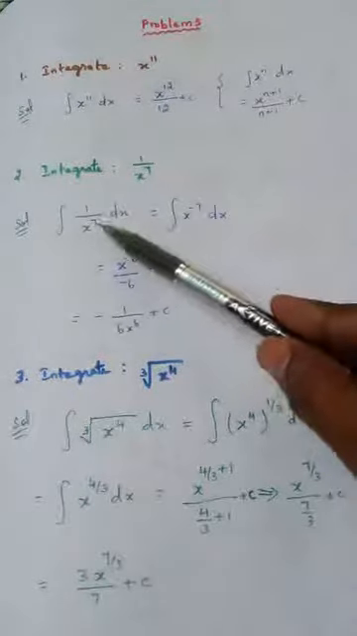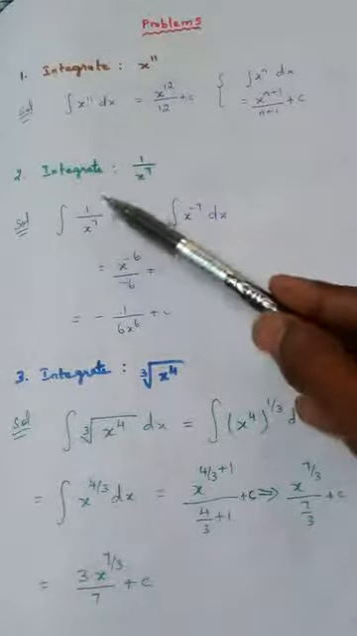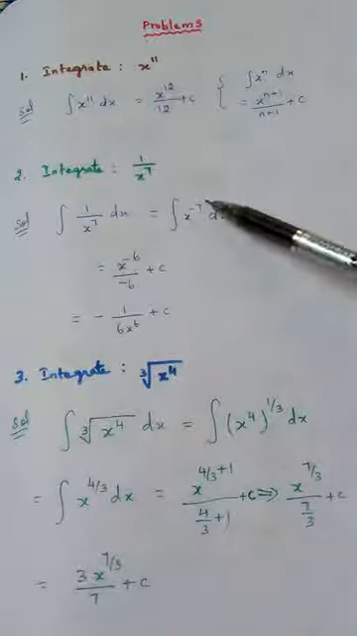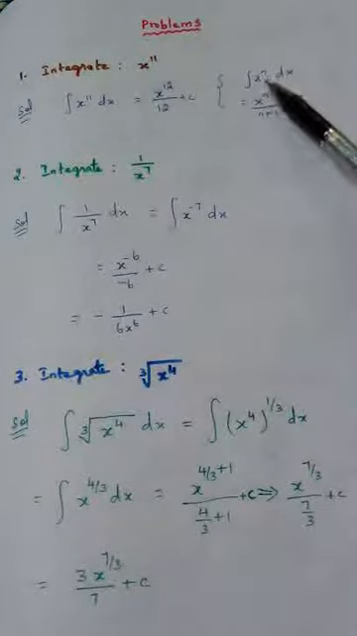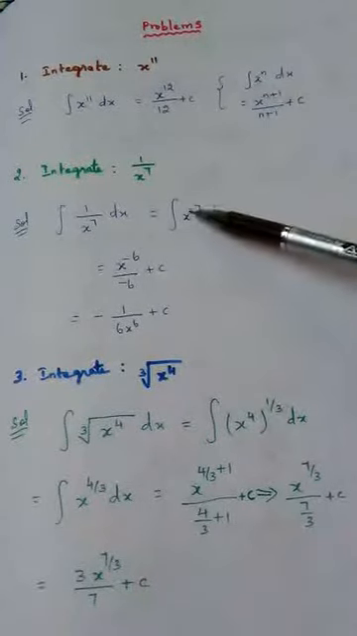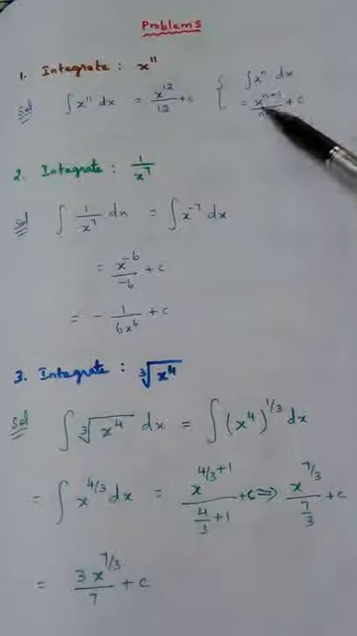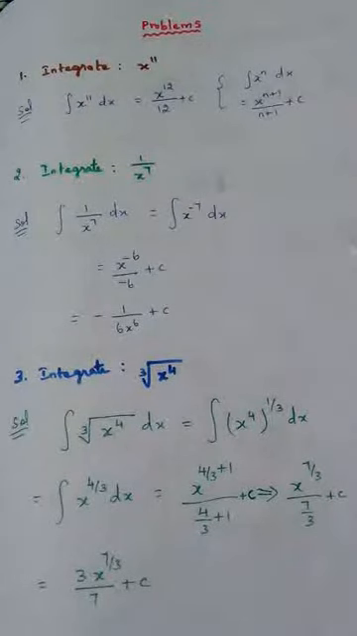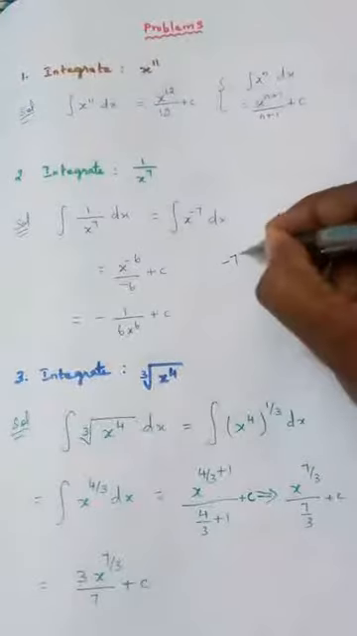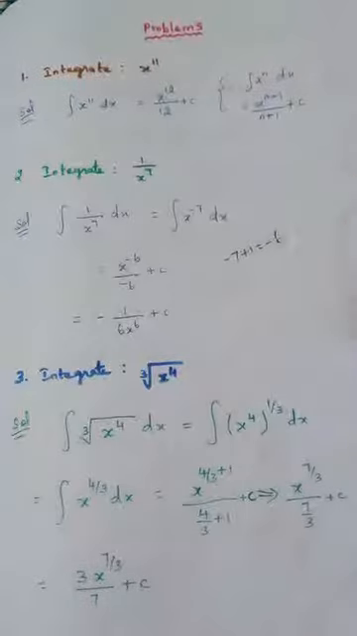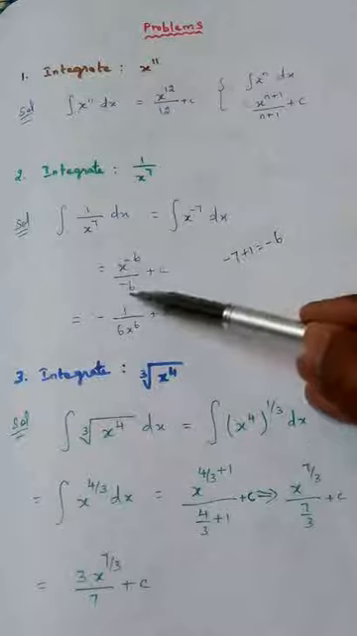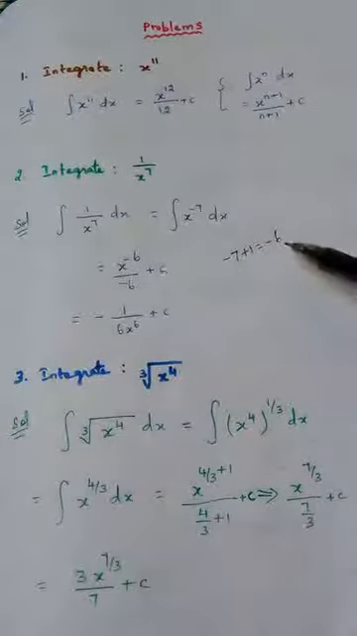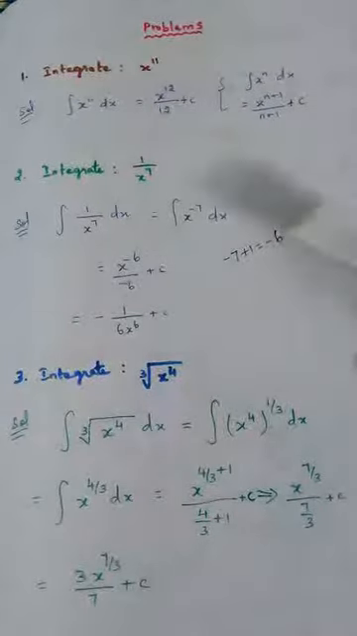So now in this integration I am just bringing this to the numerator. So x to the power of minus 7 becomes minus 7. Now again applying the same formula. What is the n value? Minus 7. So n plus 1, minus 7 plus 1. And you know minus 7 plus 1 is equal to minus 6, right? So x to the power of n plus 1 by n plus 1 plus c. That is why I have written minus 6 here.